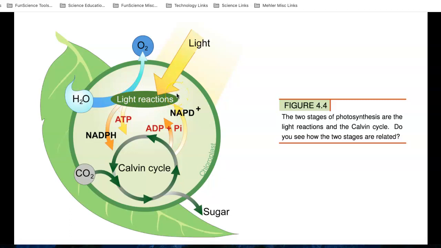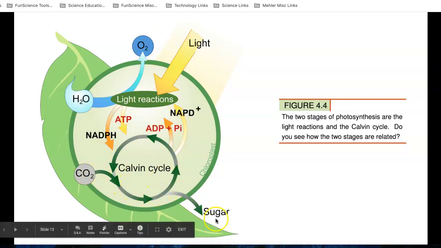So in the stages of photosynthesis, water comes in during the light reaction, light comes in also, and oxygen is a waste product of that. Then in the Calvin cycle, carbon dioxide comes in here and sugar, but we can say this as glucose. This is glucose. When they say sugar, they mean glucose is created.